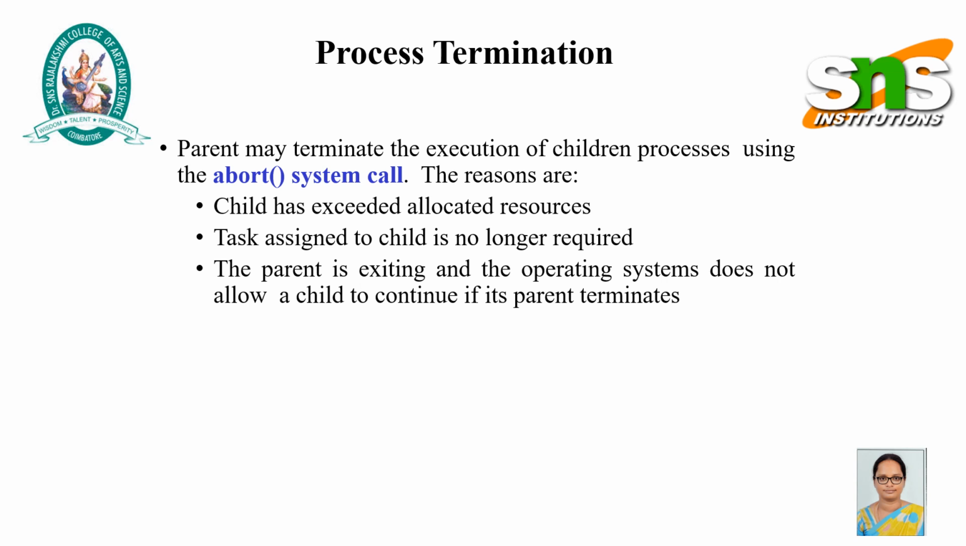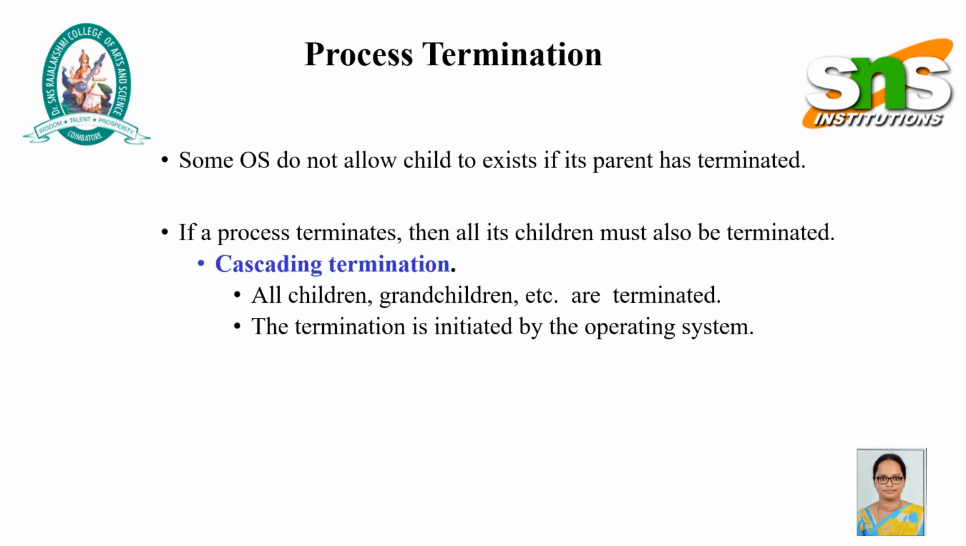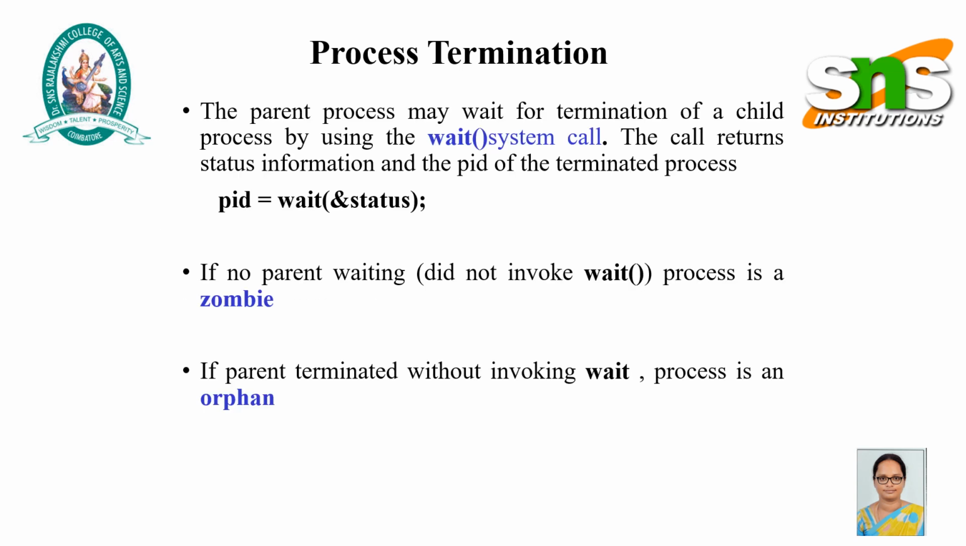The parent is exiting, and the operating system does not allow a child to continue if its parent has terminated. Some OS do not allow a child to exist if its parent has terminated. If a process terminates, then all its children must also be terminated. This is cascading termination: all children, grandchildren, etc. are terminated. The termination is initiated by the operating system.